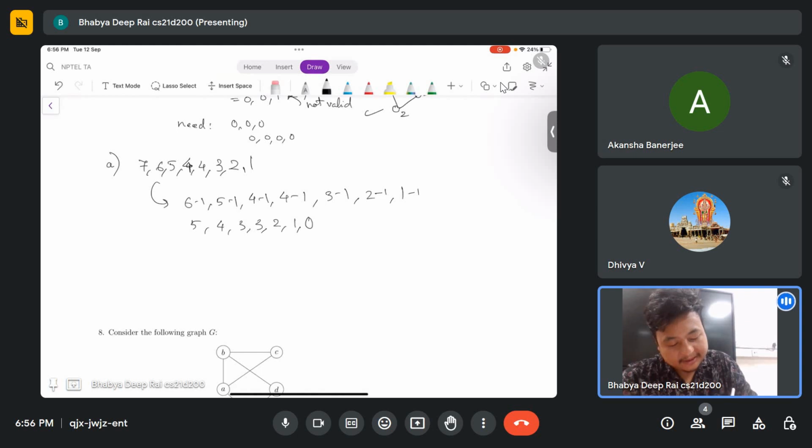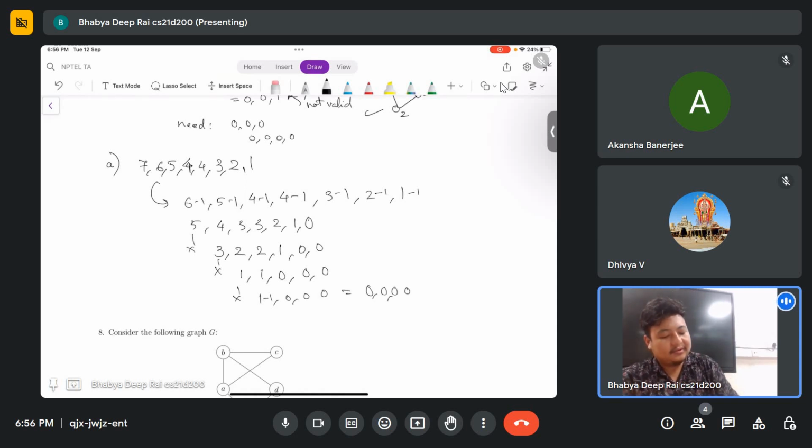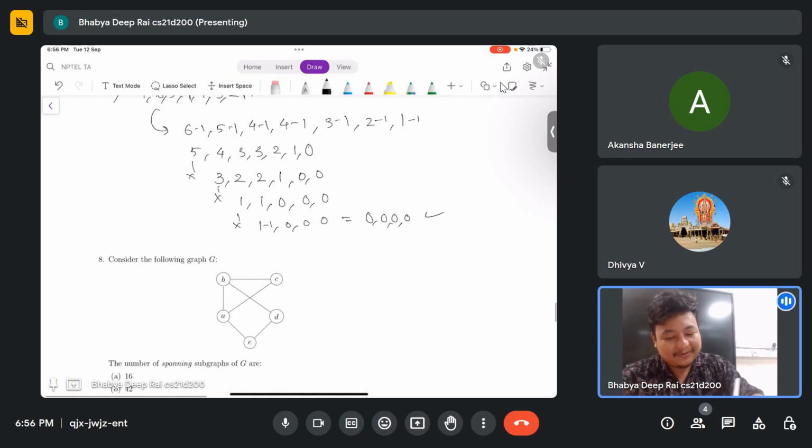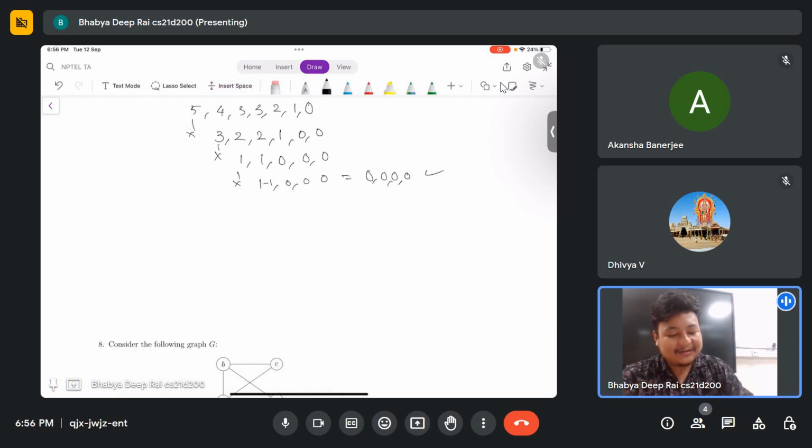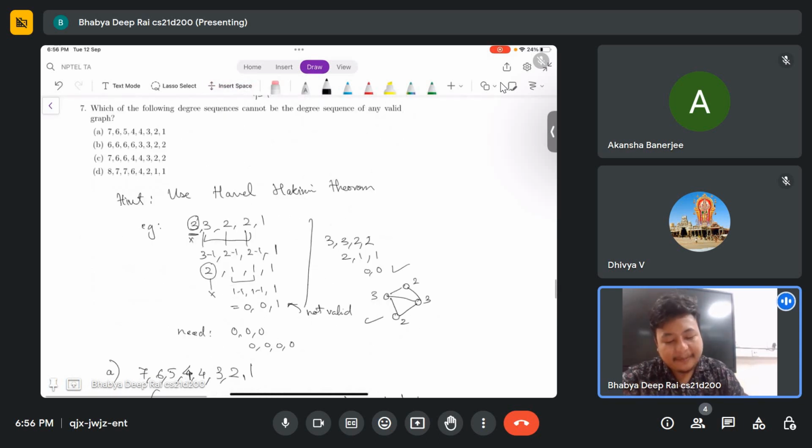Now let's do once again. Remove this 5, do 4 minus 1, which is 3, 3 minus 1, which is 2, 2, 1, 0, 0. Now the next 3, 1, 1, 0, 0, 0. Next one, remove this 1. This will be minus 1, 0, 0, 0, which is 0, 0, 0, 0. So it happens that the first one we tried itself was a valid instance. So the answer is A.